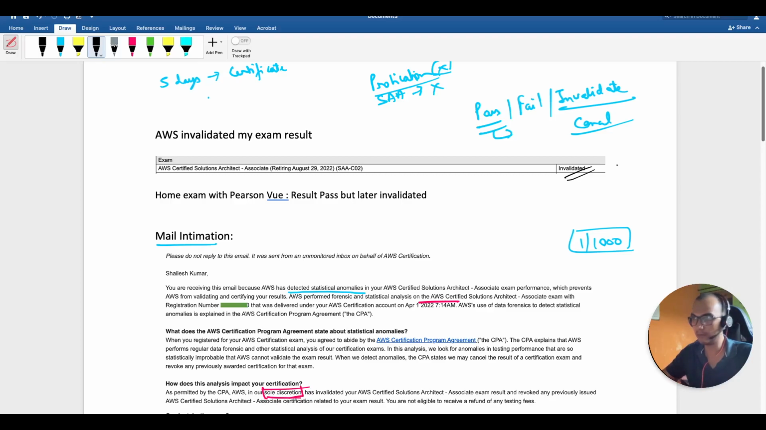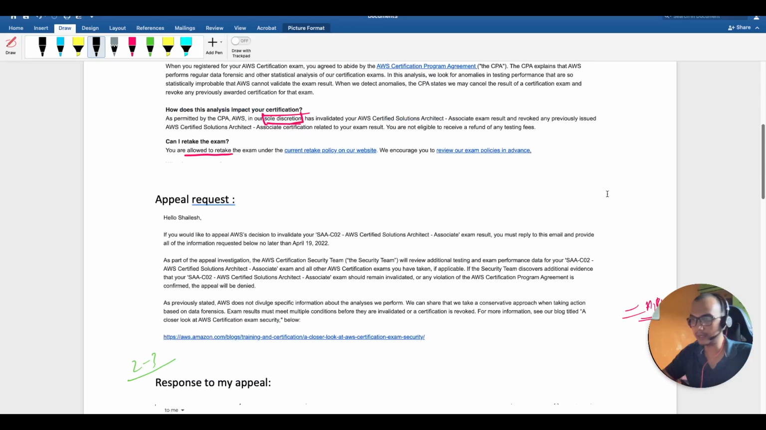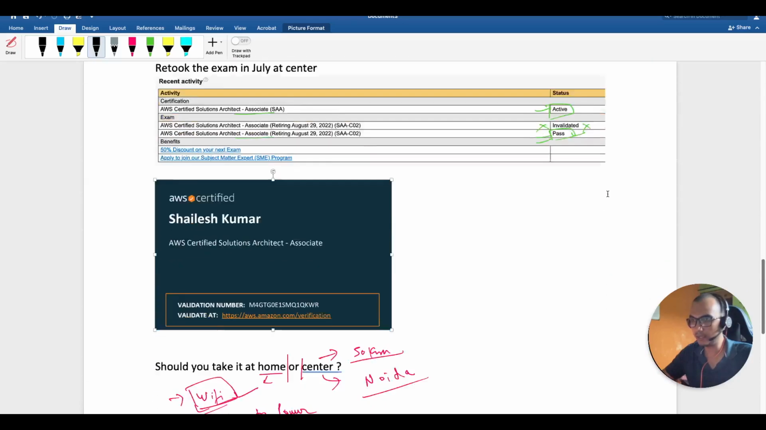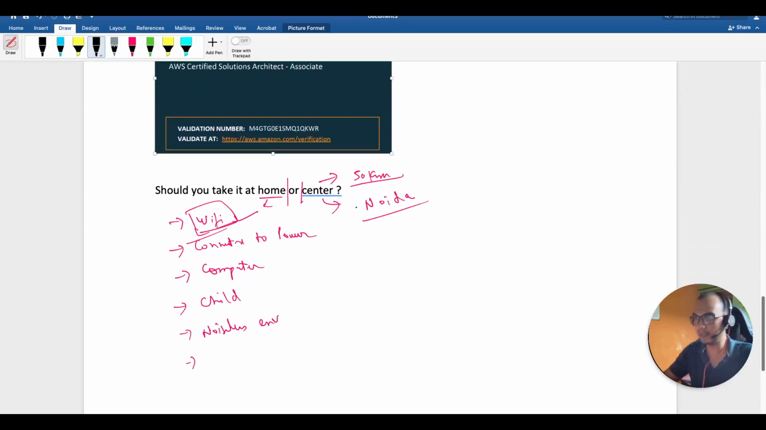And one more thing I want to tell you: if you take the exam from the center, they don't tell the result directly. After giving the exam, it will take 2 days to declare your result. If you take it from home, you immediately get to know whether you have passed or not. So this is also a difference: if you take the exam from the center, you won't get your result immediately, but after 2 to 3 days, and the max is 5 days.